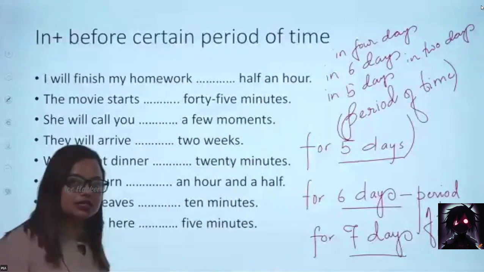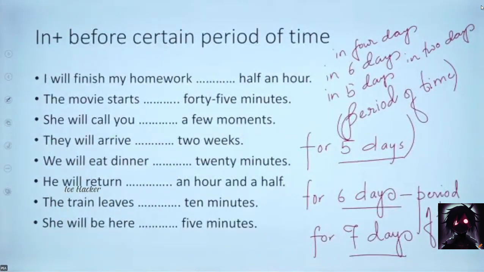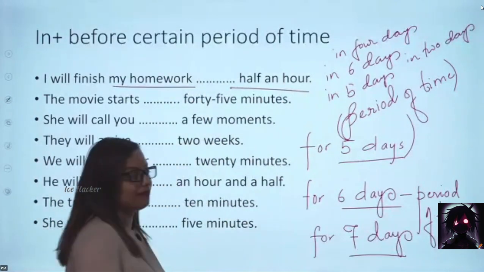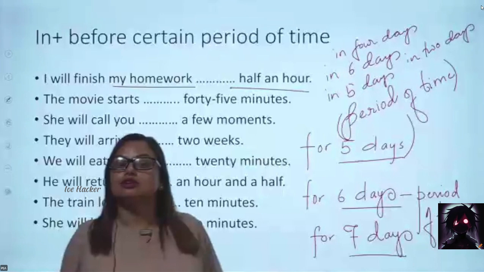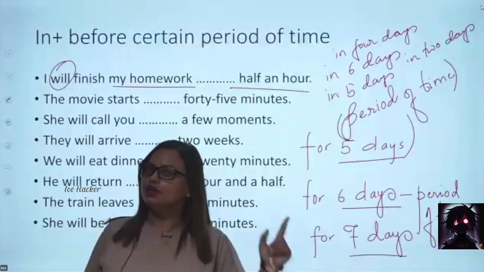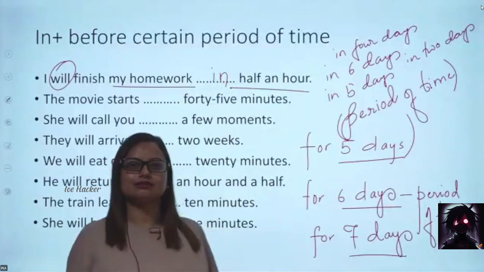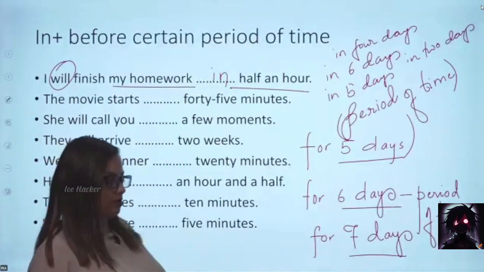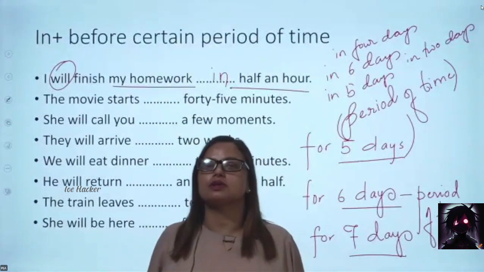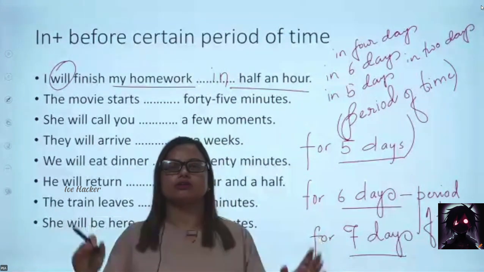Now look here. Let's have this, and then we will talk later. I will finish my homework in half an hour. See, half an hour means 30 minutes of time. And see, will. If it comes with will, simple future, then you have to go for in. What is the structure of simple future? Subject plus will or shall plus verb 1 plus object. In terms of simple future, you have to go for in, not for.